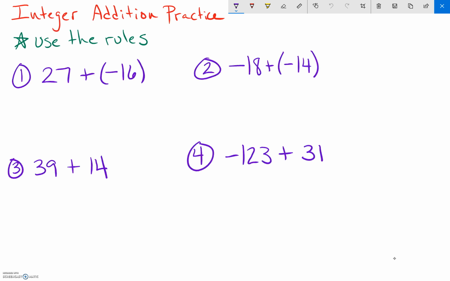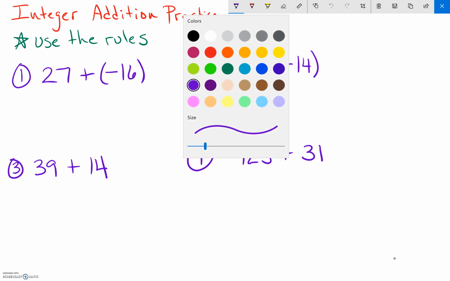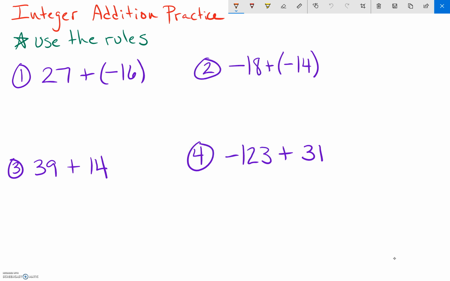Go ahead and have your notes out from yesterday. There were 3 rules that we used for integer addition. There was a rule that you would use if both integers were positive. There was a rule you would use if both integers were negative. And there was a rule you would use if there was one of each, if you had one positive and one negative. So we're going to practice that integer addition in this video.